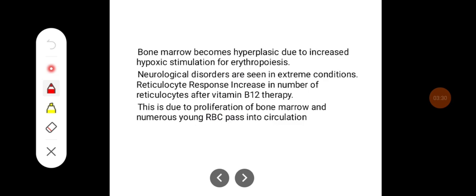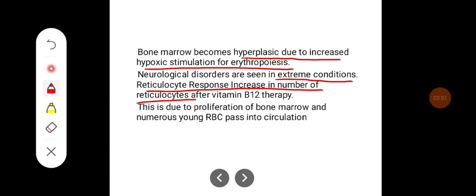The bone marrow becomes hyperplastic due to the increased hypoxic stimulation for erythropoiesis. Neurological disorders are seen in extreme conditions, and that can be in the form of subacute combined degeneration of the spinal cord. Reticulocyte response: there is an increase in the number of reticulocytes after vitamin B12 therapy. This is due to the proliferation of the bone marrow, and numerous young RBCs pass into the circulation.